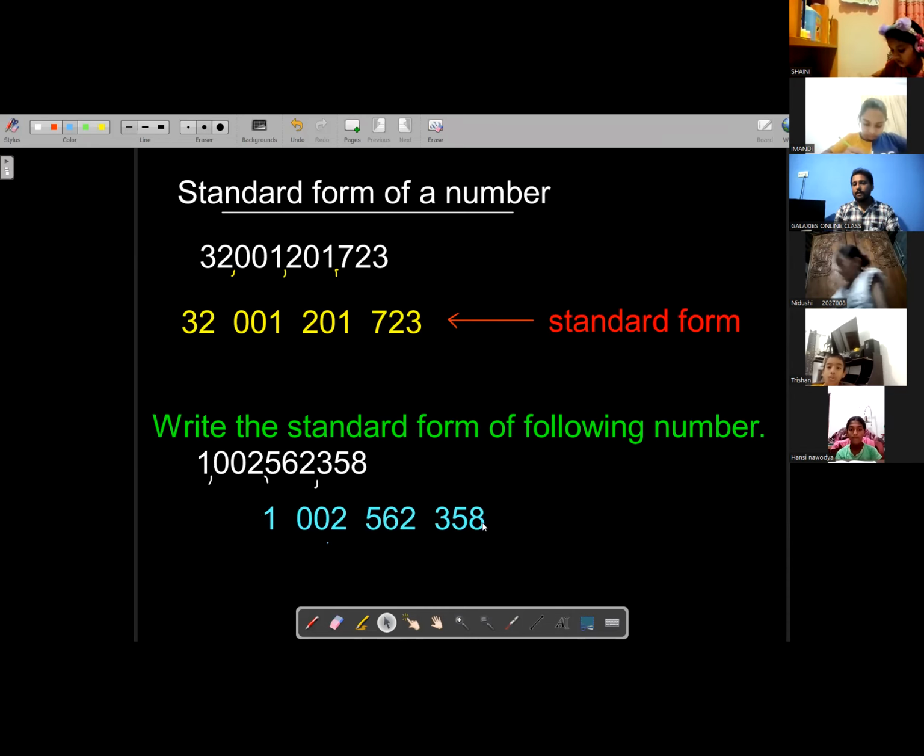Right, then our next work. We have to read this number in word form, and also write the number in word form. Okay. Let's study and revise how we read and write it.